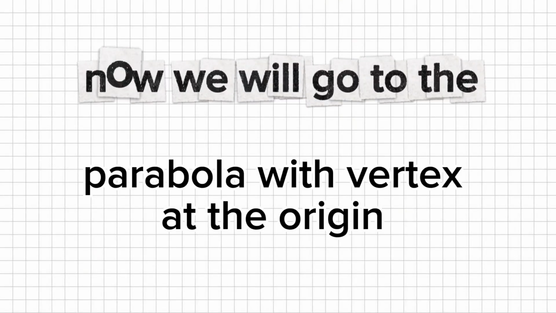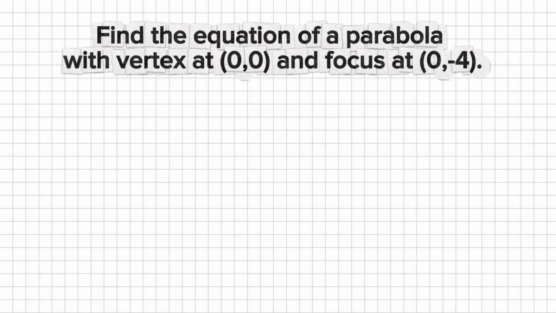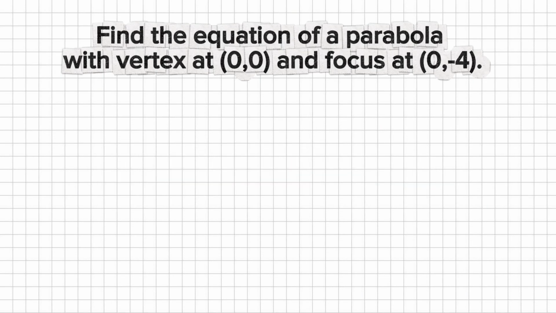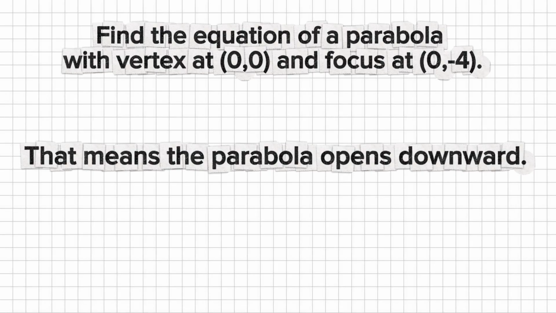Now we will go to the parabola with vertex at the origin. Here is an example. Find the equation of a parabola with vertex at 0, 0 and focus at 0, negative 4. The focus is on the y-axis below the origin. Since negative 4 is negative, that means the parabola opens downward.